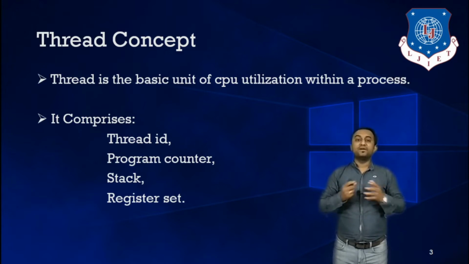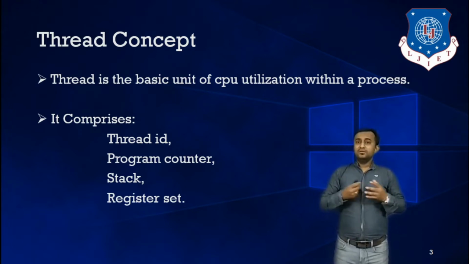Next field is program counter. As we have discussed in the process control block, the same concept is applicable over here. Program counter is a special type of register which stores the address of the next instruction to be executed. So the same functionality is applicable in the case of thread as well. Now next one is stack.